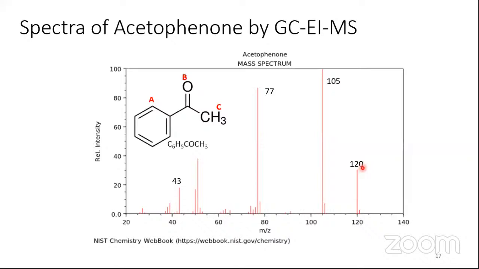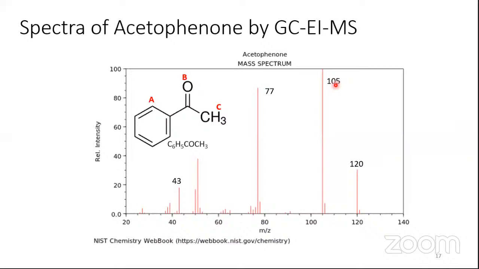There is a peak at 105. ABC has fragmented to give me AB plus, and C is lost. So this AB plus is 105, and the difference between these two is 15. So a loss of 15 has happened, which means it could be a methyl group. So I clearly have a methyl group.